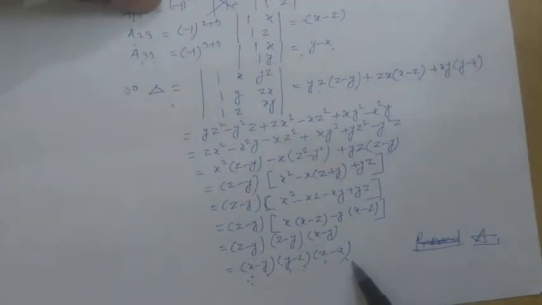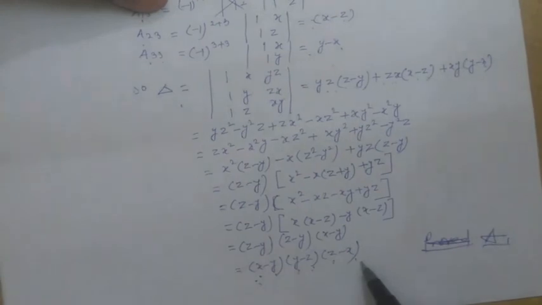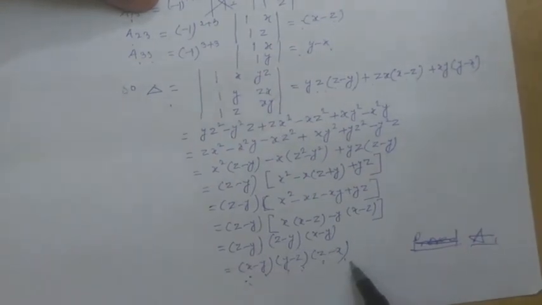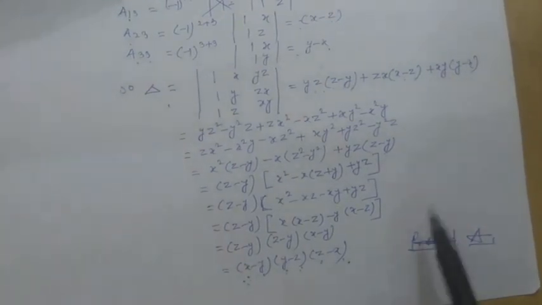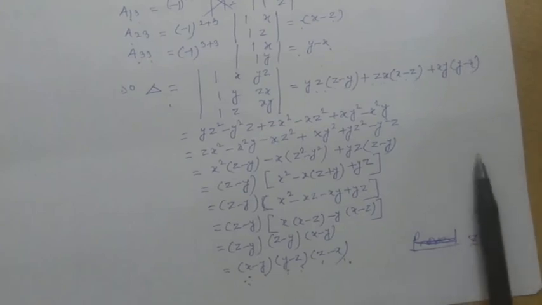So students, that was the exercise based on the minor and cofactors. The next exercise, which is 4.5, is based on the adjoint and inverse of a matrix, which we will discuss in the next video.